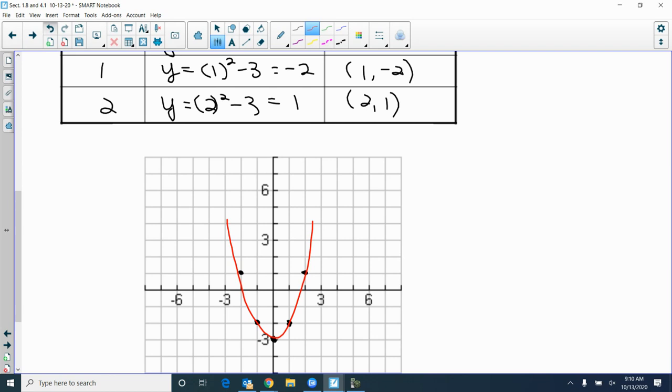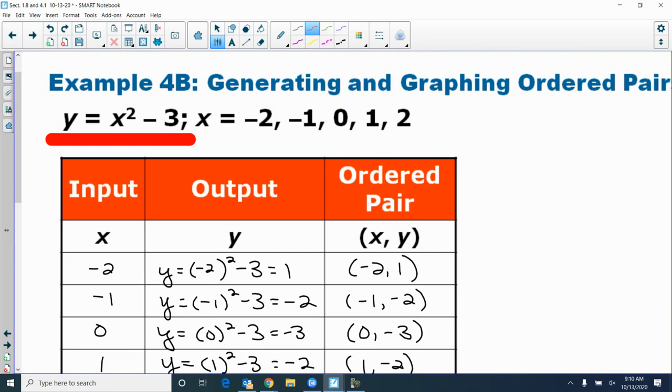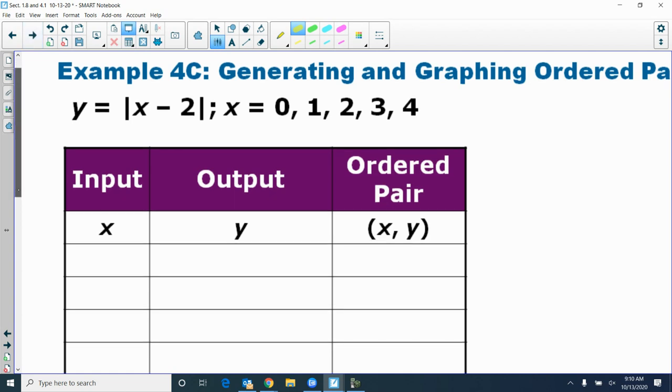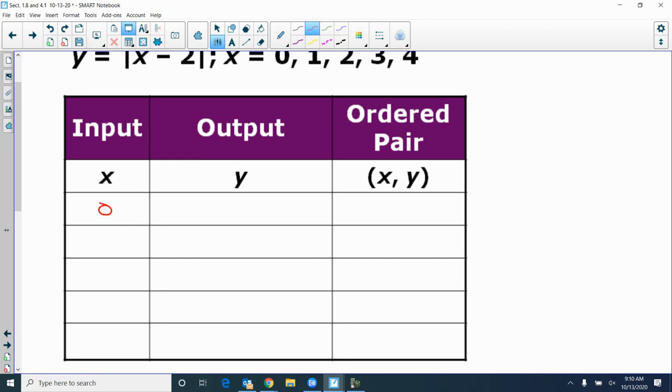Okay, so this does have a pattern. It is U-shaped. Now here's why. Because in the equation, there's a square. That's going to give you a U every time. All right, now on that third one, you remember what those bars are? Absolute value. And now you already have it down on your sheet, but the X values are 0, 1, 2, 3, and 4. We want to use those.